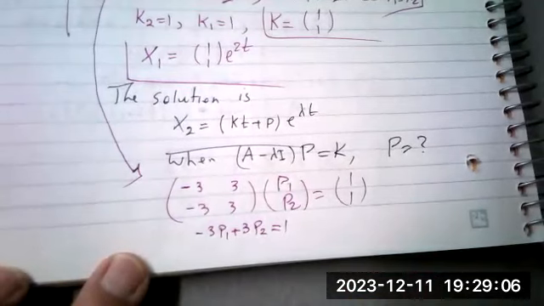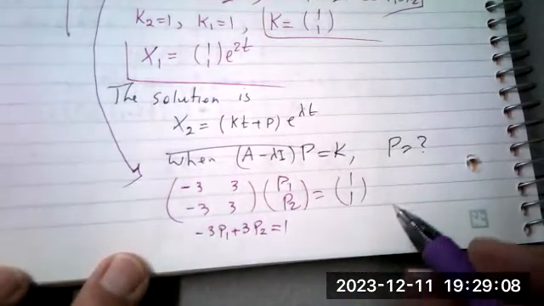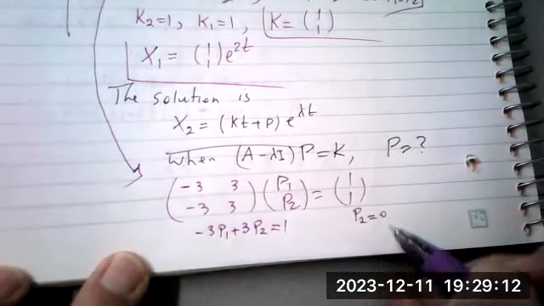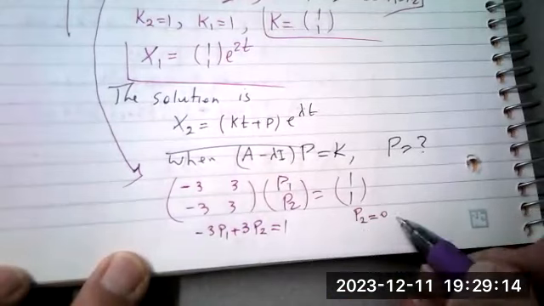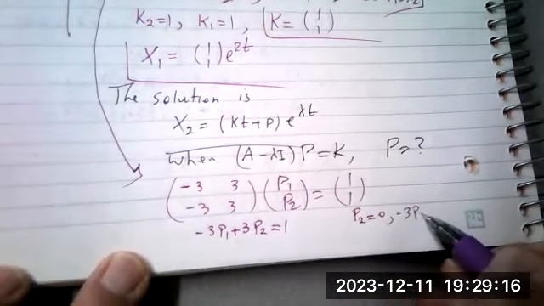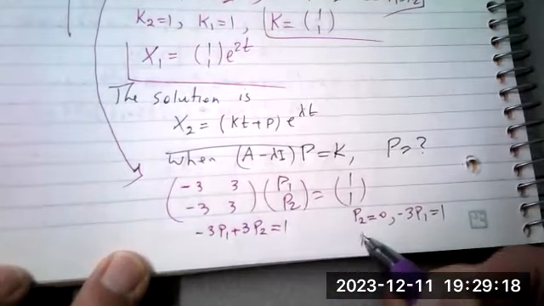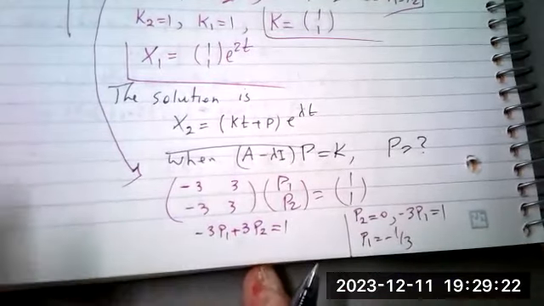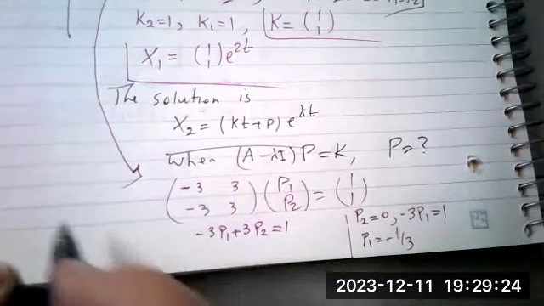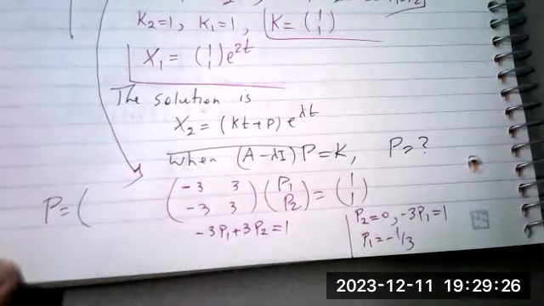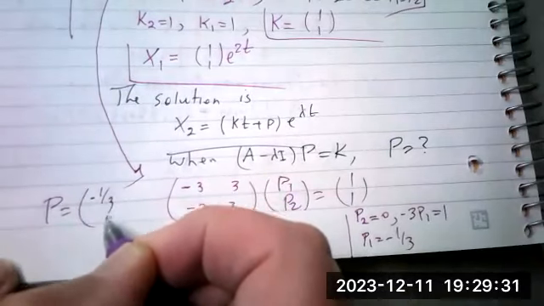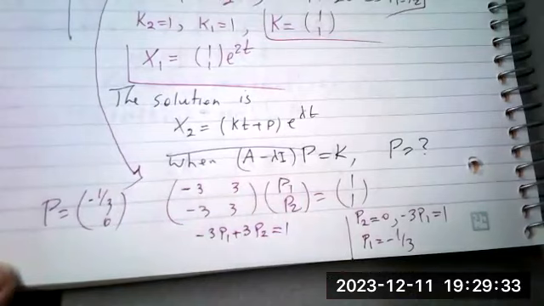So we can pick a number for this to find it. Of different choices, you can pick p2 equal to 0. If you pick 0, negative 3p1 would be 1, so p1 is negative 1/3. The solution is not going to be unique, of course. So the one that we pick is p equal to negative 1/3, 0. So the second solution would be of this type.